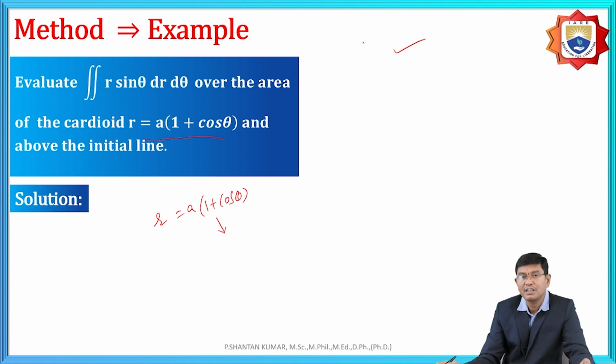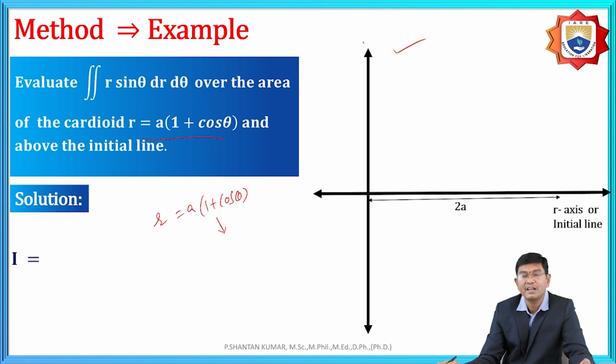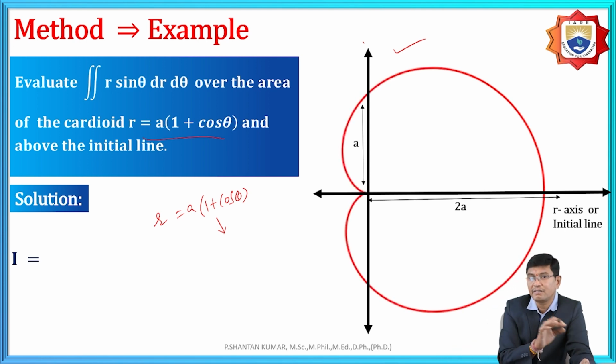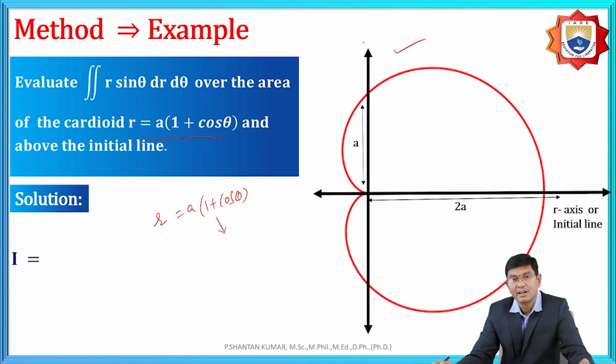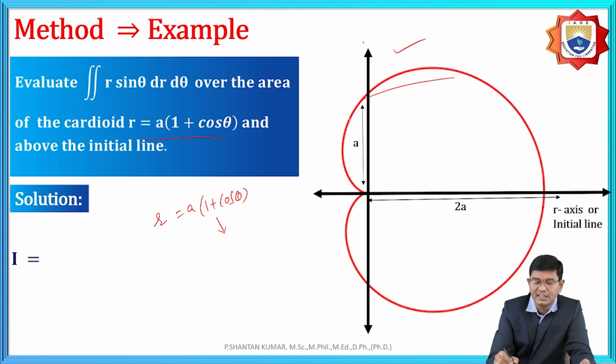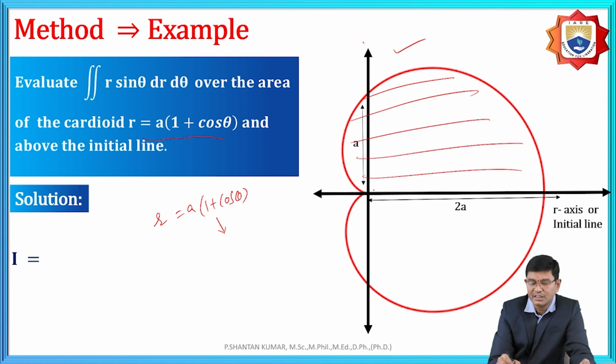Therefore, while we draw the diagram, it should be clearly parallel to the x-axis. If it is 1 minus cos theta, it is the reverse, on the left side. But here it is 1 plus cos theta. In this also, observing the total bounded region, it follows the total shape.